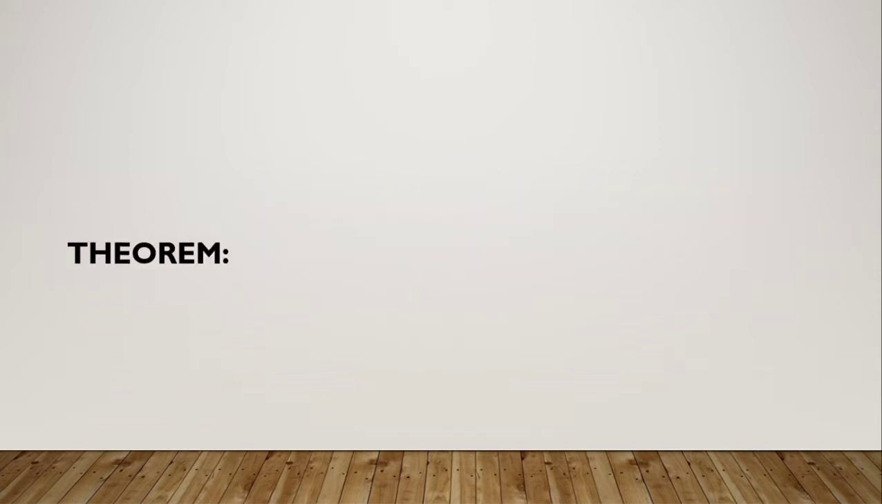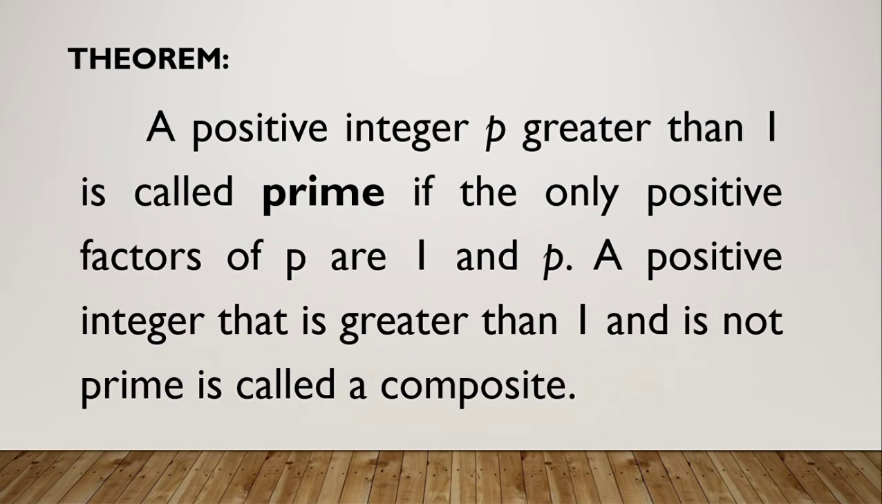So based on the theorem, a positive integer p greater than 1 is called prime if the only positive factors of p are 1 and p. A positive integer that is greater than 1 and is not prime is called a composite.